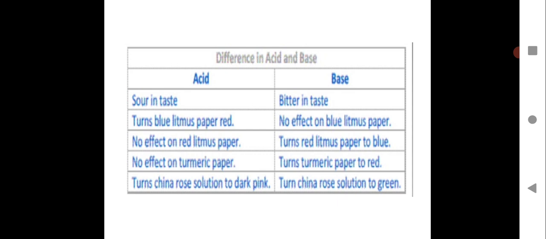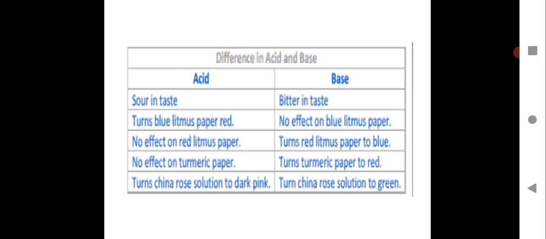So you have to write different points. Do not mix up points here. When you are talking about blue litmus paper, you have to make a point on blue litmus only. If you are making a point on red litmus paper, make a point on red litmus. Please do not mix points, otherwise the differences do not make sense. So make proper sense of the differences here.